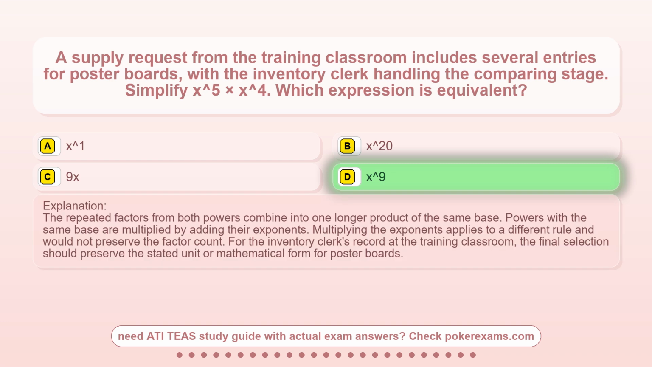The repeated factors from both powers combine into one longer product of the same base. Powers with the same base are multiplied by adding their exponents. Multiplying the exponents applies to a different rule and would not preserve the factor count. For the inventory clerk's record at the training classroom, the final selection should preserve the stated unit or mathematical form for poster boards. Question 13.